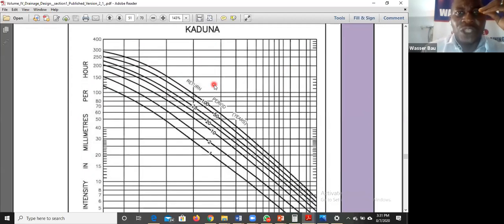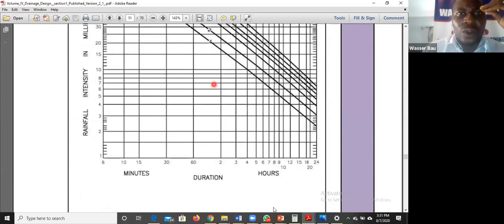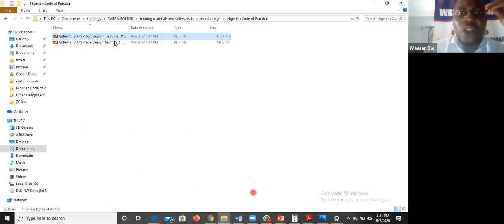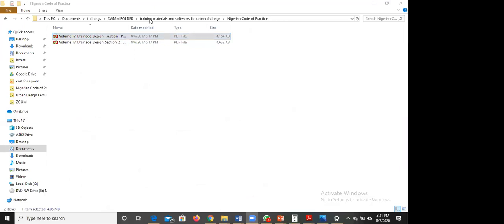How many of us have this drawing, have this chart? Please open it. There are 2 of them I gave us. Nigerian Code of Practice. There are 2 of them. Please, can we quickly open it? Let me share it. Give me 1 minute. Let me share it.